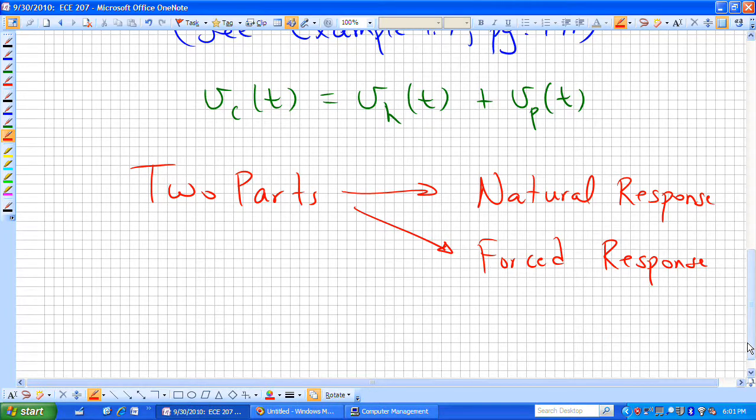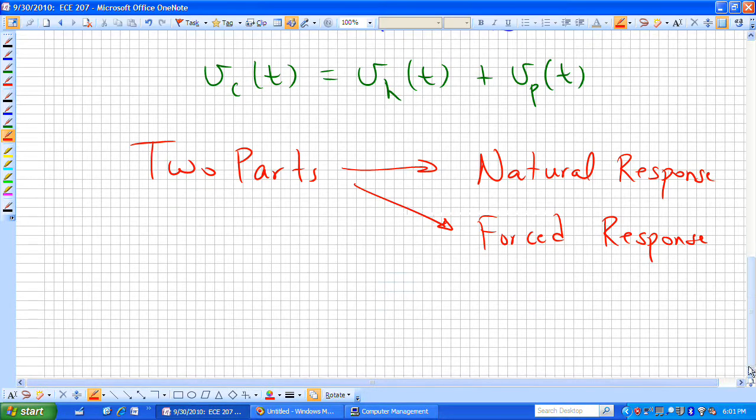The particular solution is what was being created by the forcing function. That's why it's called the forced response. And the natural response is what actually would happen in our circuit or in our system if we did not have a forcing function, but we're only looking at an initial condition response or the natural response.